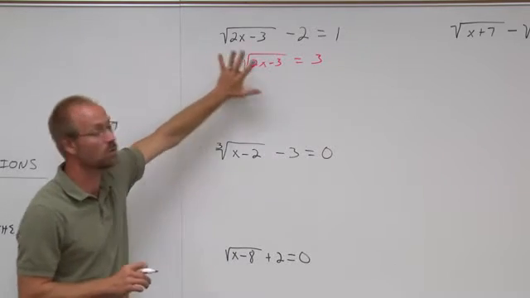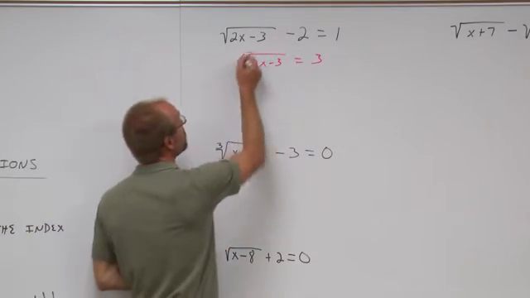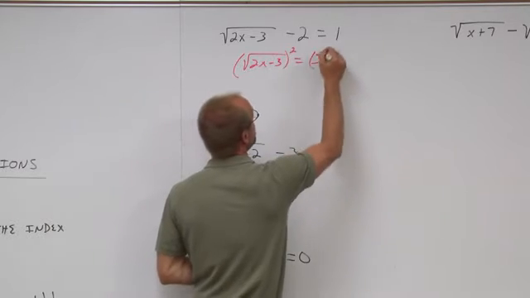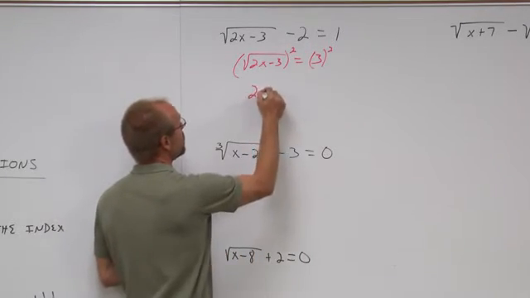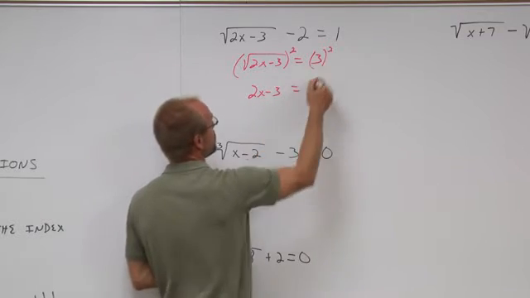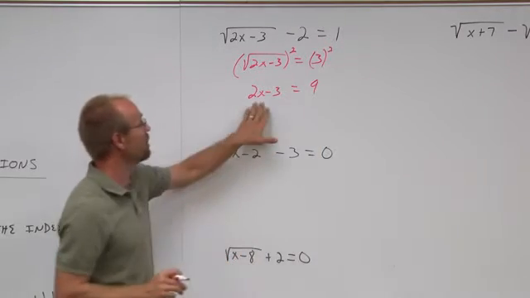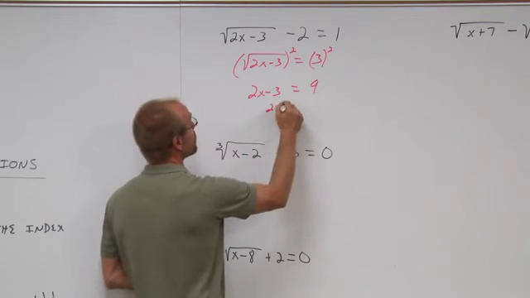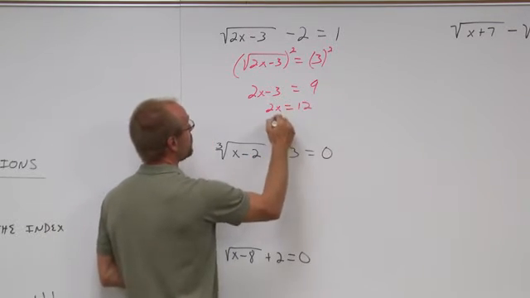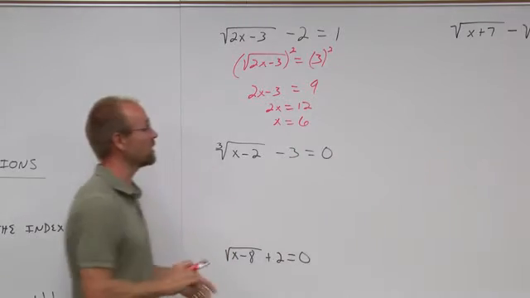Well, the index is 2, so I'm going to raise both sides to the power of 2. What I do to one side, I do to the other. When you square a square root, you essentially get what's under the radical, and 3 squared is 9. Now, this is a problem that I can go ahead and solve. See what I get. Add 3 to both sides, and divide by 2, x equals 6.